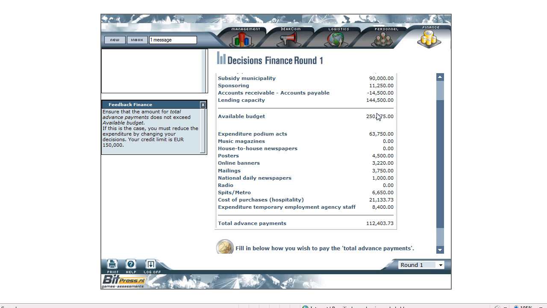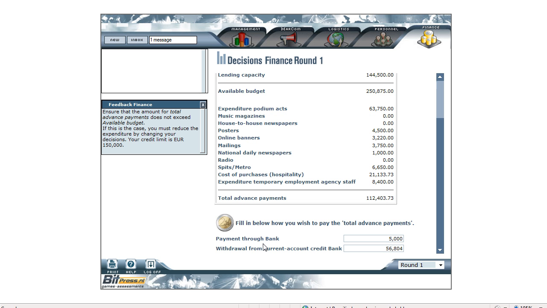When you look at the payments, we see expenditures of Podium X, of course our decisions for marketing communication, the money that is involved is placed here, then the cost of purchases and the expenditure for temporary employment agency staff.